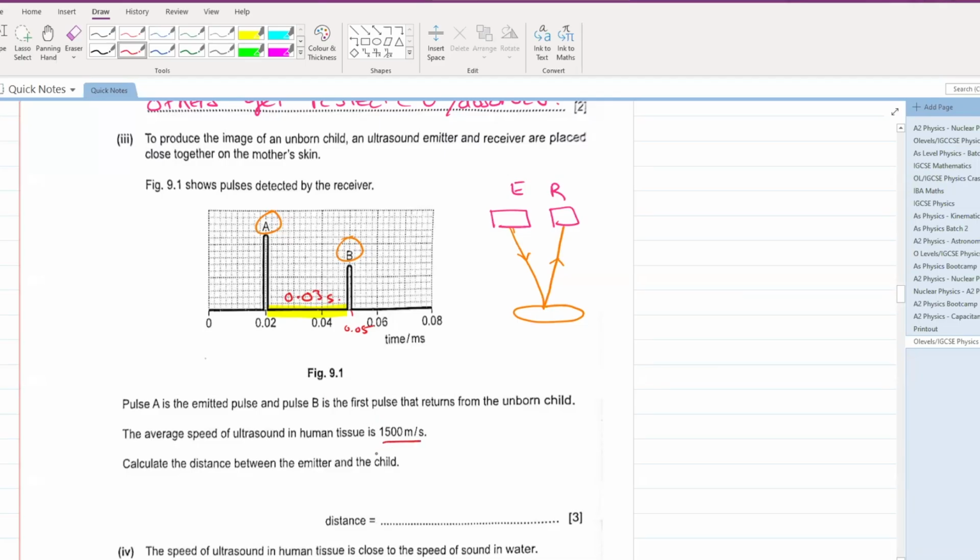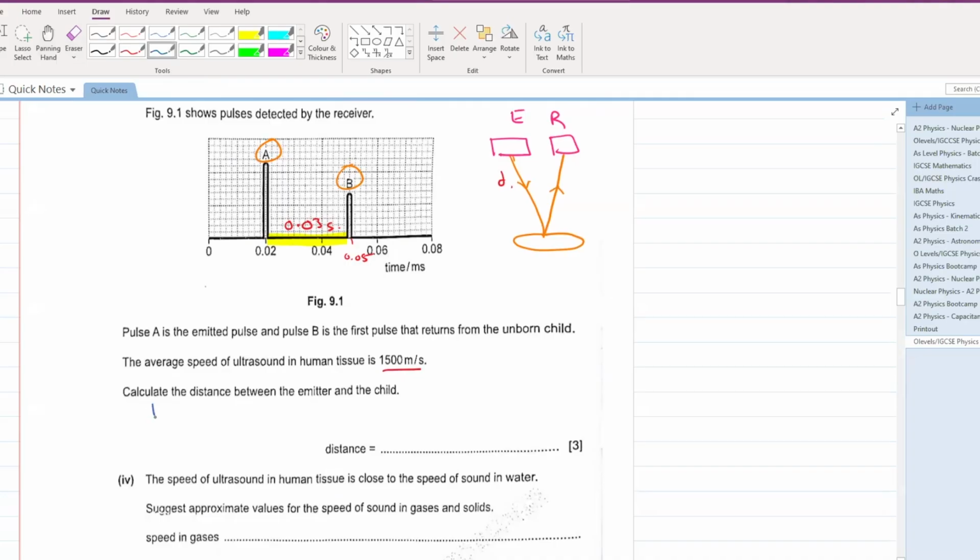The speed of sound is this. Calculate the distance between the emitter and the child. We have to calculate the distance d. How will we do that? First of all, let's calculate the total distance. Total distance is equal to speed, that is 1500, times the time, that is 0.03. 1500 times 0.03 comes out to be 45. The total distance traveled by the ultrasound is 45 meters.